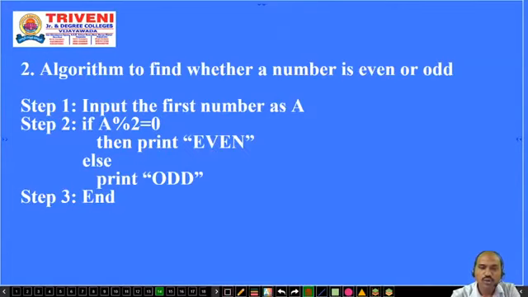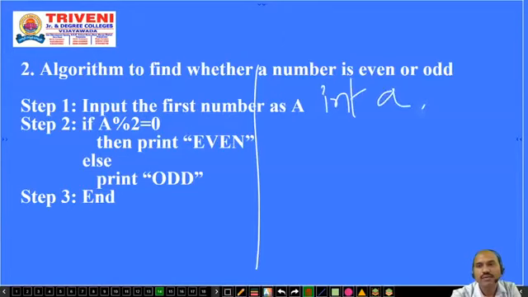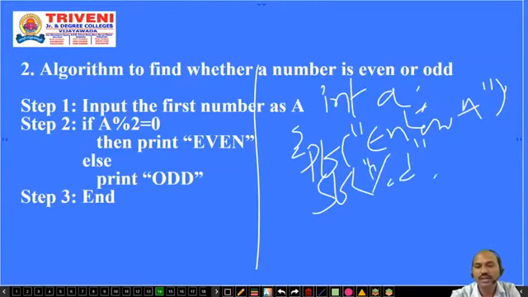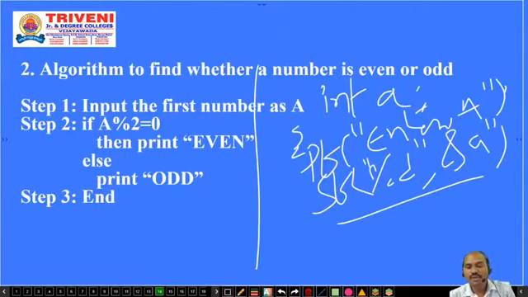In the simple way, you write the same thing as another program. First we take the integer A. That is enough for the declarations. Then we open the braces. Printf statement: enter the a value. The next one is scanf percentage d and comma ampersand a. Here the a value will be taken. Then the condition comes in the second step.